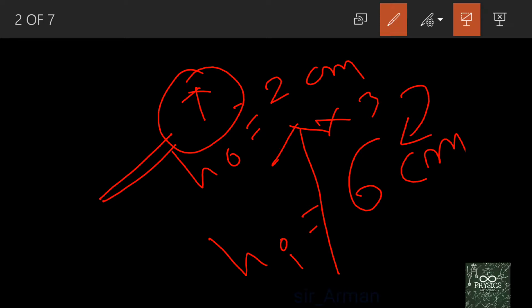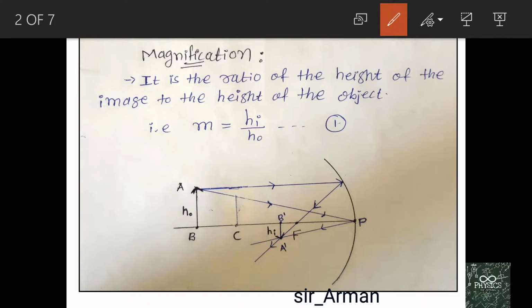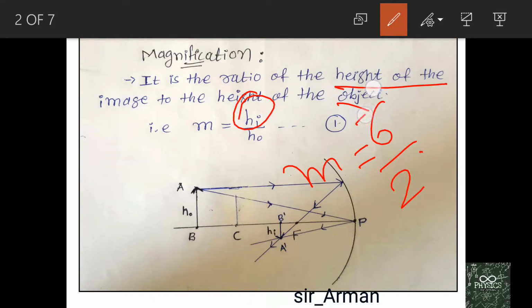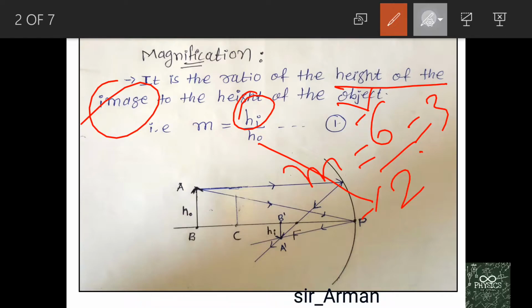So what is the magnification here? 3 times. So what is magnification? It is the ratio of the height of the image to the height of the object. In the last case, m is equal to the height of the image, which is 6 centimeter, by the height of the original object, which is 2. So hi is the height of the image and ho is the height of the object. So it is 6 by 2, it is 3. So we can say the image is 3 times larger compared to the size of the object. It is 3 times magnified.